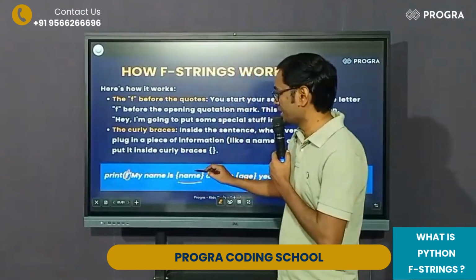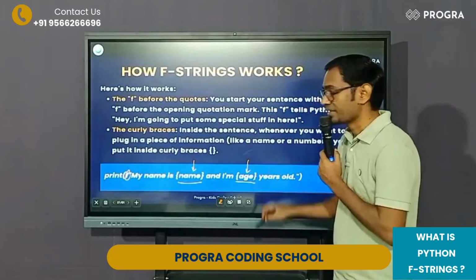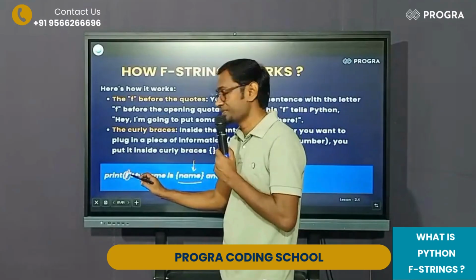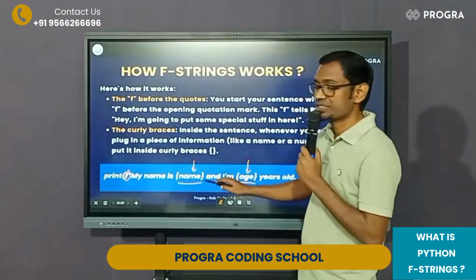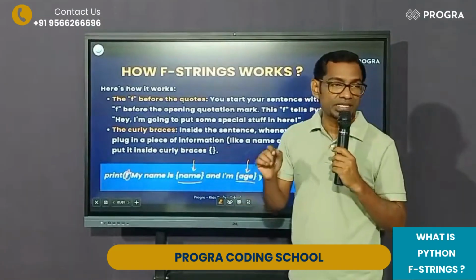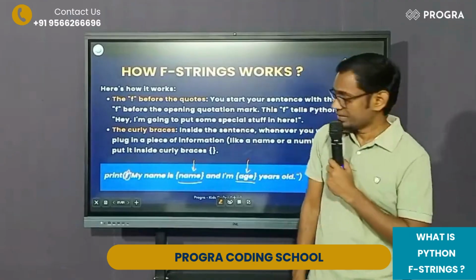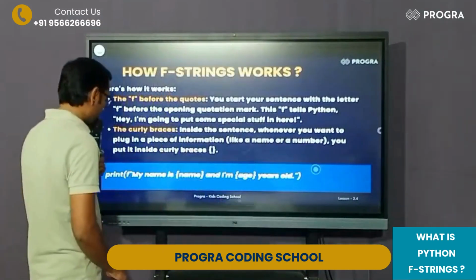So this name will come from a variable and age will come from a variable. Python will see that if the f is there, it tries to evaluate whether there are any placeholders, finds a value for each placeholder, and then populates the value. So this is what it looks like. Now let me give an example of that program.